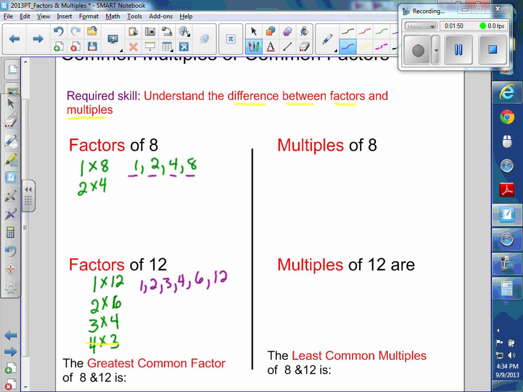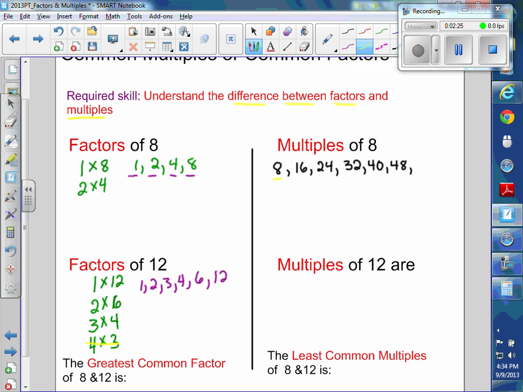The multiples are different. The multiples are the numbers that you find when you multiply 8 by 1. So 8 times 1 is 8. Then multiply 8 by 2. 8 times 2 is 16. Then multiply 8 by 3. 8 times 3 is 24. In other words, you're counting by 8s. 8 times 4 is 32. Then 40. Then 48. And so on and so forth.